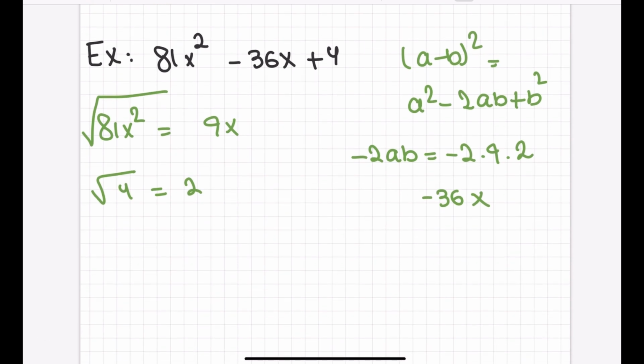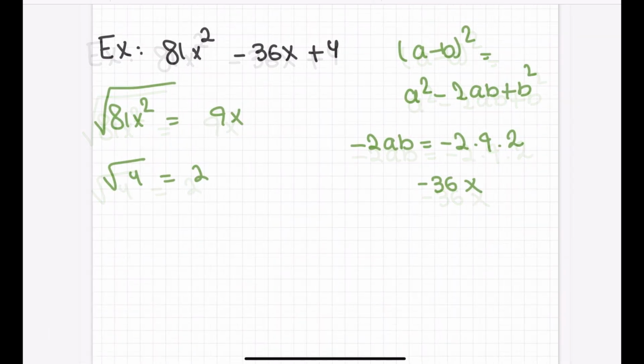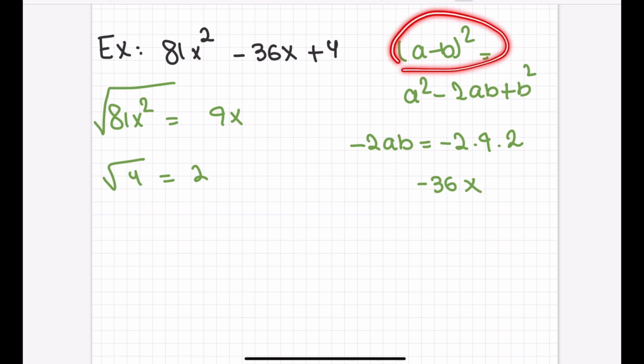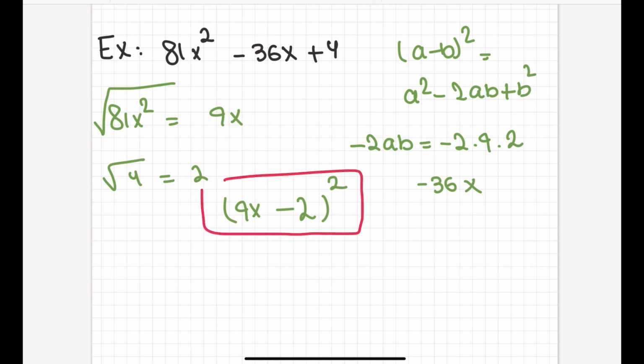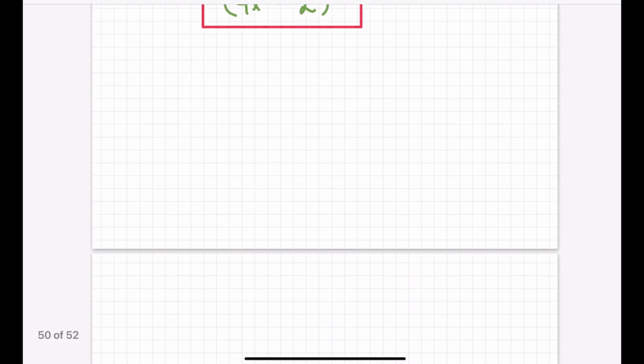Alright, so that means this is a perfect square trinomial. Let's use the formula. So in here, we just have to plug in this form. So what I had for a is 9x minus b is 2. It's going to be negative 2 to the power of 2. And this is our factored form for this question. Let's move into another example.